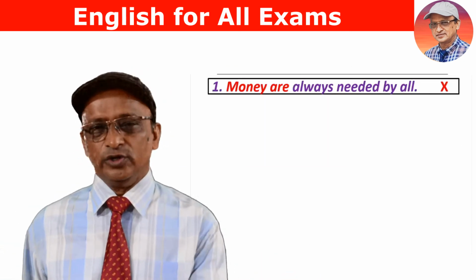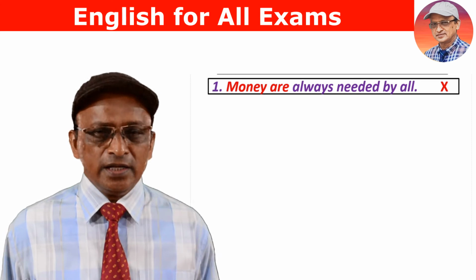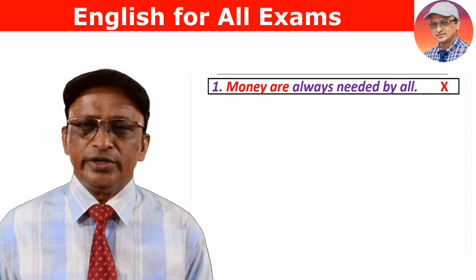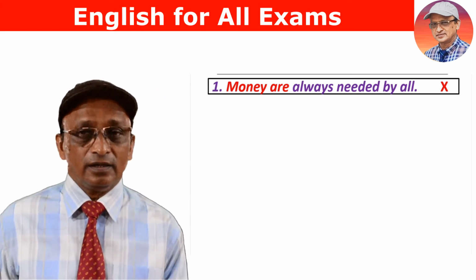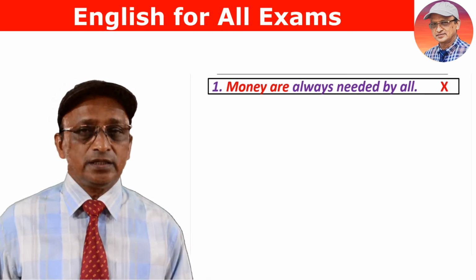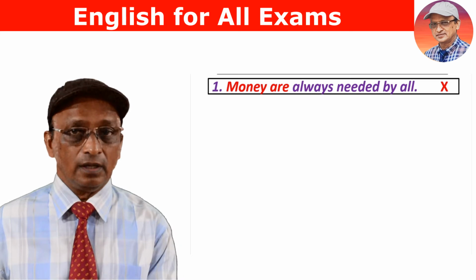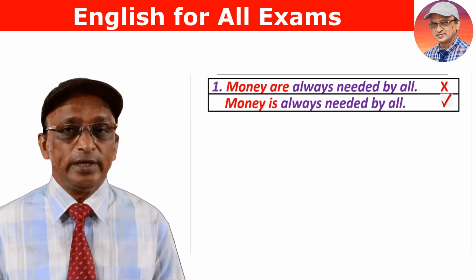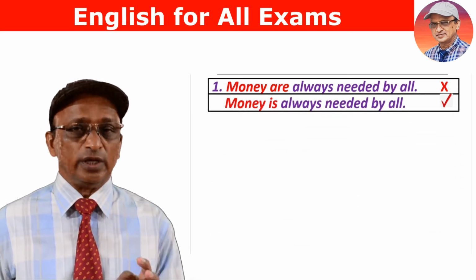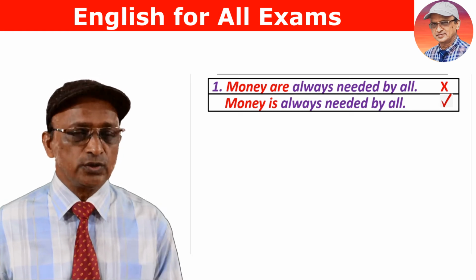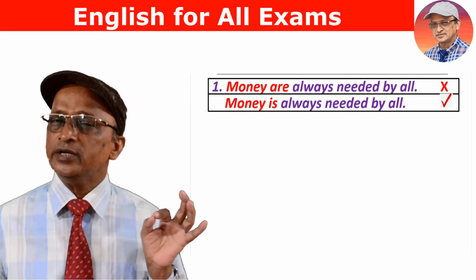Well, I give you here one example. Money are always needed by all. Money, when it is used, should be singular. In the first sentence, you see, money are means plural. But in plural sense, money is not to be used. Money is to be used in singular always. That's why money is needed by all.